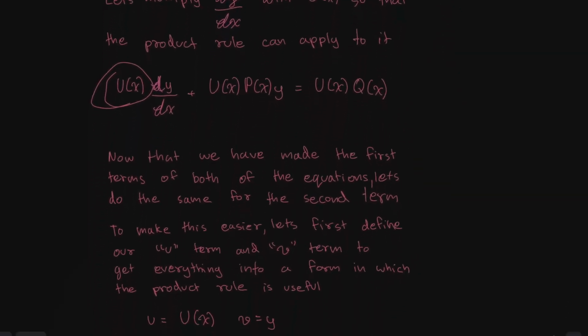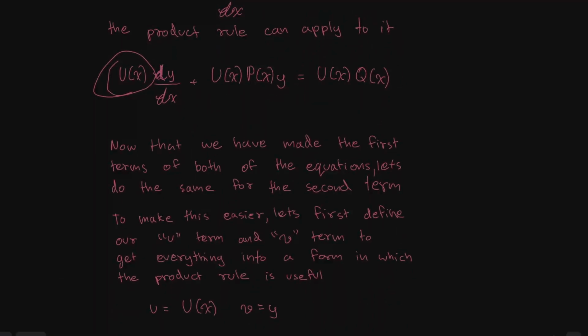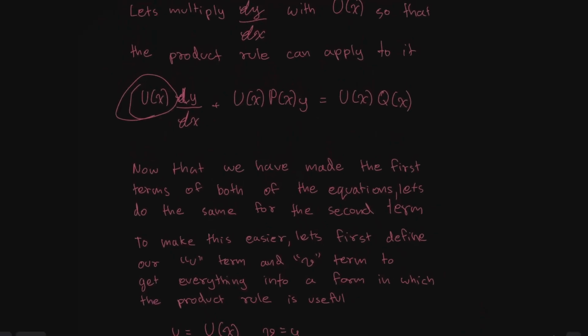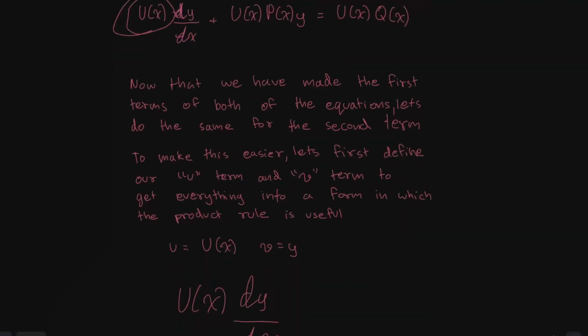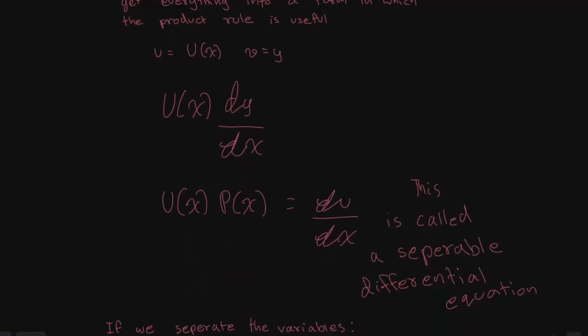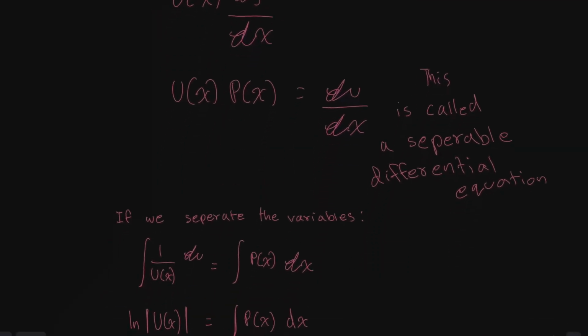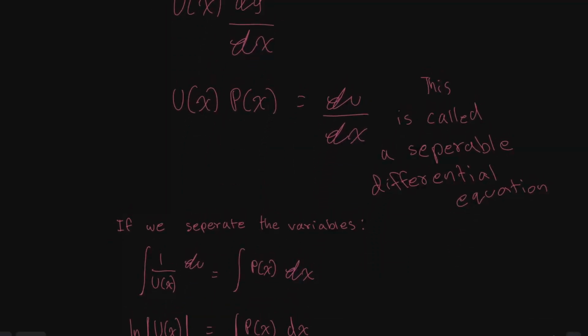So to get something in terms of du by dx, we have to equate this, which is part of our second term over here, to du by dx so that the product rule can apply to the final equation. So now that's why we are equating this, and this is called a separable differential equation. So that's why now we're trying to separate the variables. So over here we got all of our u terms on one side of the equation, and then p of x dx on the other side of the equation, and now we're integrating it.